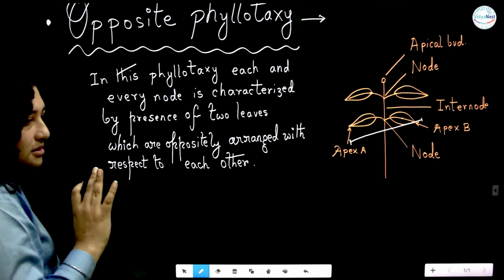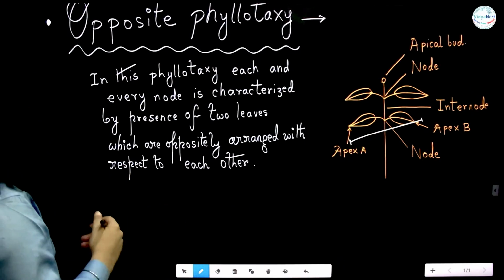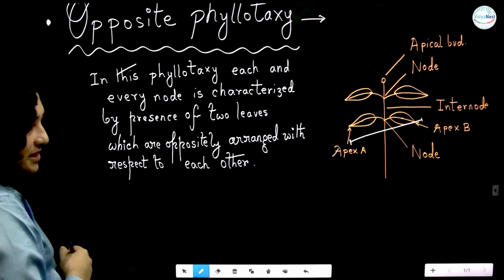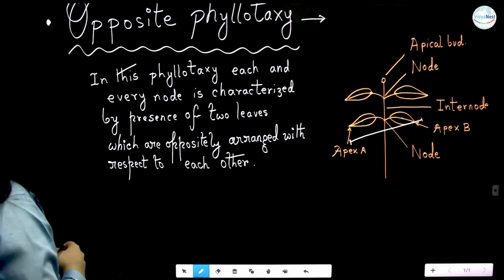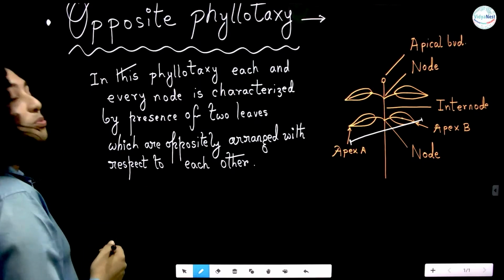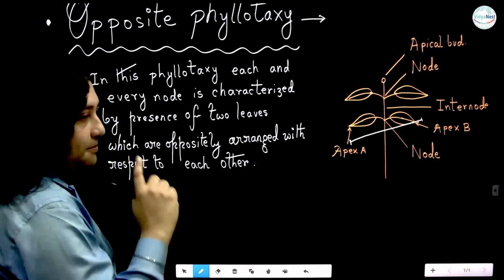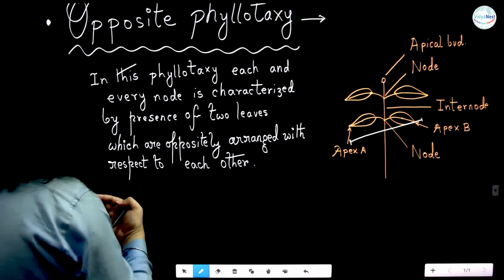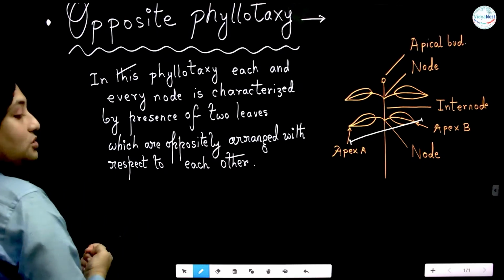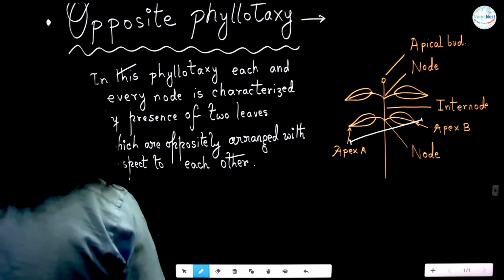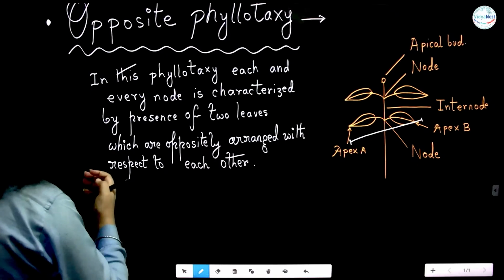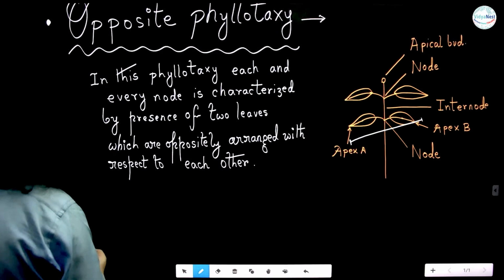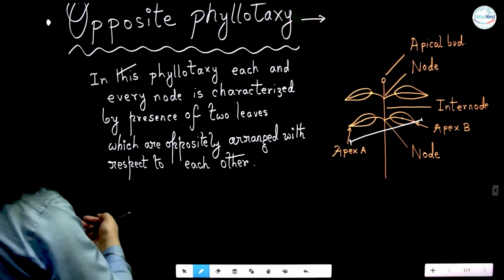This is a general diagram which is explaining the opposite phyllotaxy. But if we go into the types, yes, this opposite phyllotaxy has two different types. One is the superimposed type, and another one is the decussate type.